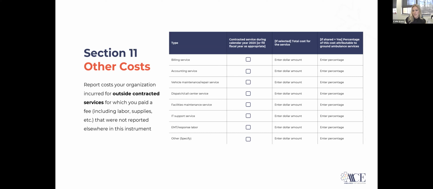IT support services, this is just a really small list. The full list is available in the tool and the user guide as well. But it's going to say, did you contract with the service type? If you did, then you're going to check the box and you're going to put in the total cost for that service. And then if you're a shared service model, so again, fire, public safety, police, or hospital, you're going to have to put in the percentage of that cost that was specifically attributed to ground ambulance services.